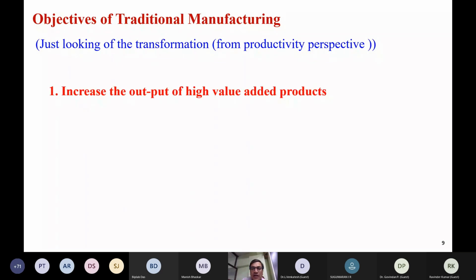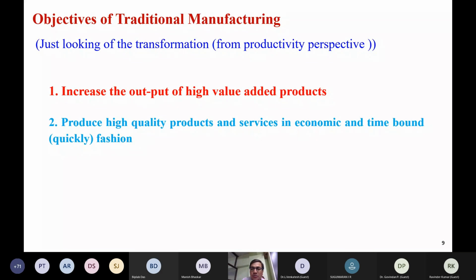Increase the output of high value added products, produce high quality products and services in an economic and time bound fashion. One of the objectives was to produce goods that are needed and wanted. So these were the traditional objectives.